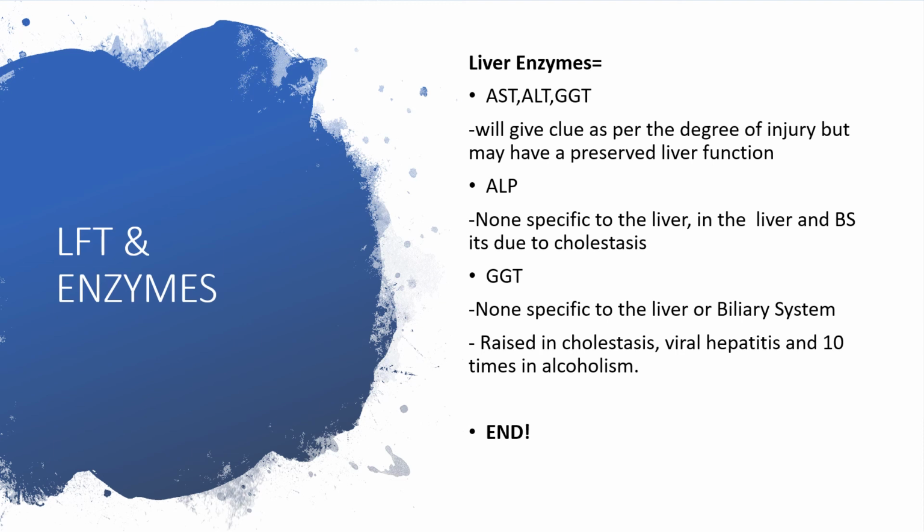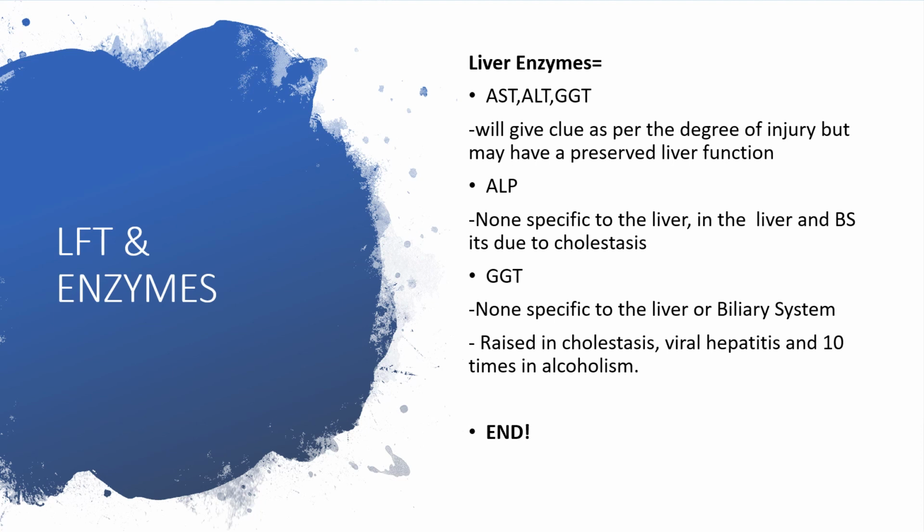GGT is not specific, but if you find it raised and the problem is pointed to the liver, it could be cholestasis. In ALP and GGT, it could be pointing to both cholestasis and viral hepatitis, and if it is about 10 times raised above the normal value, it could be pointing to alcoholism. So, in summary, excessively raised GGT could mean we are dealing with alcoholism here. And ALP is non-specific, but when we find it, we could be thinking of cholestasis somewhere.